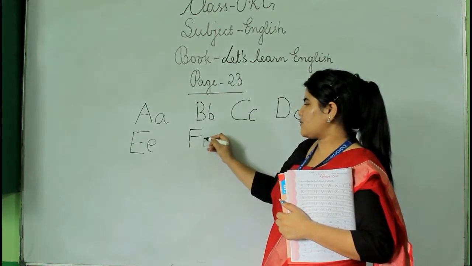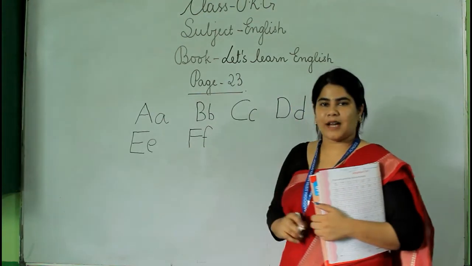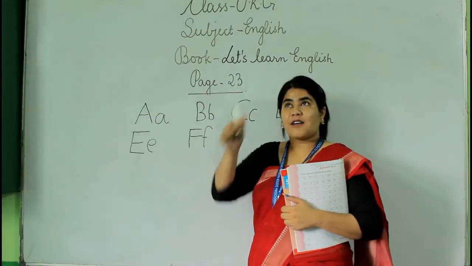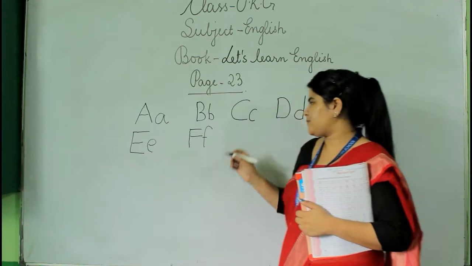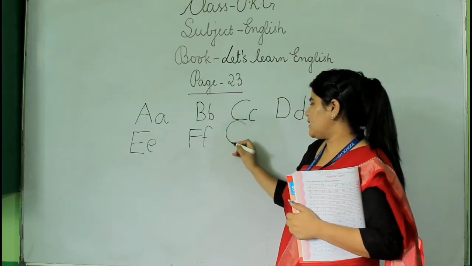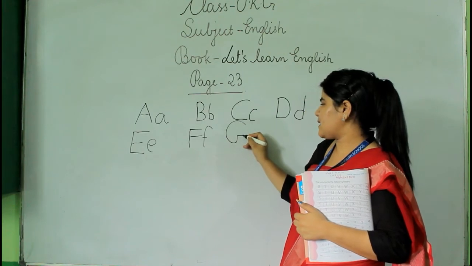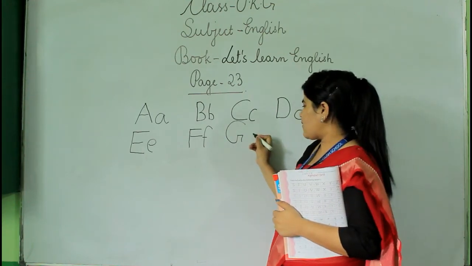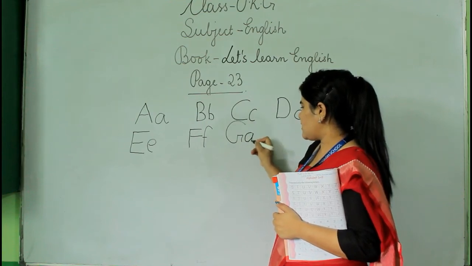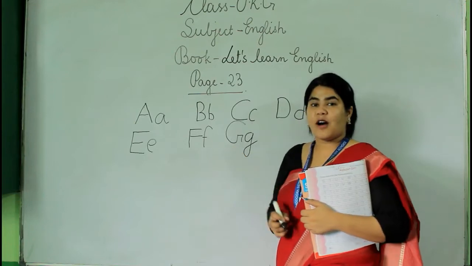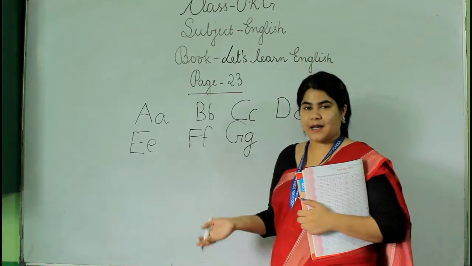Now for small f, in this way you will write. F is for fish, frog, fan. Okay. Now for G, a full circle, then standing line, then sleeping line, then standing line. Okay. This is G, and for small letters, small circle, and then a tail. Okay. G is for goat, grapes.